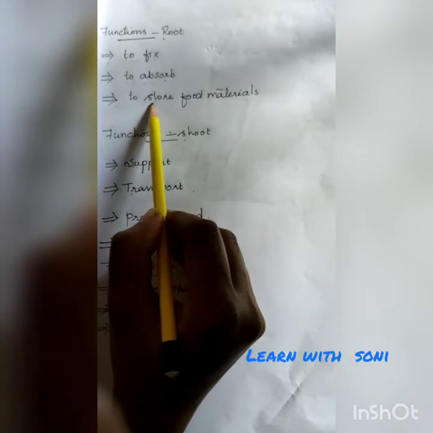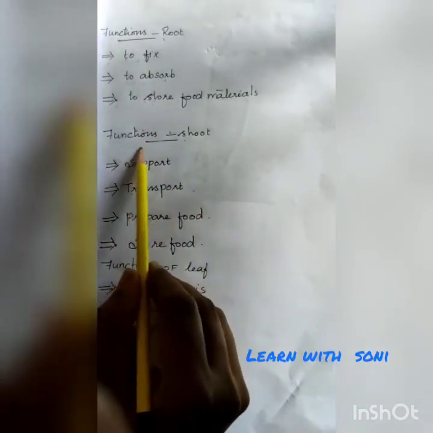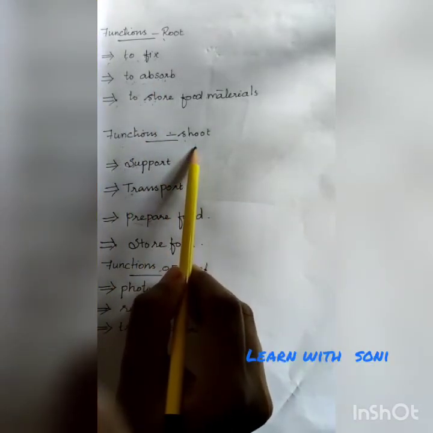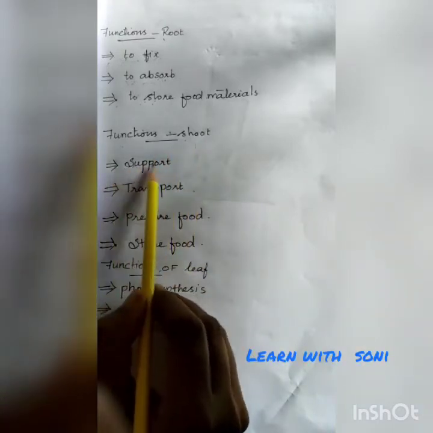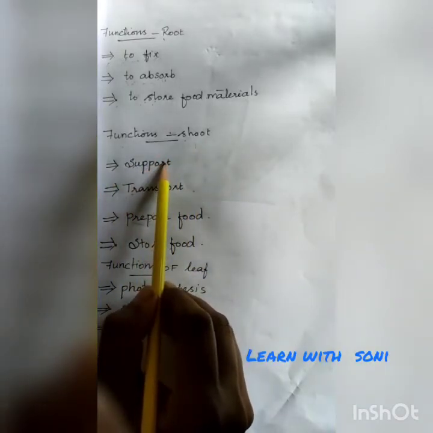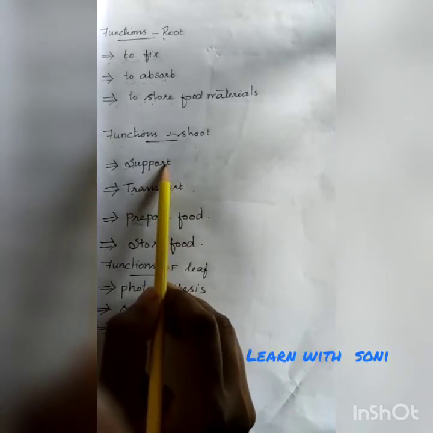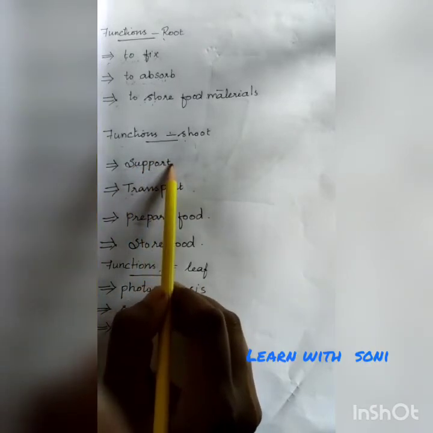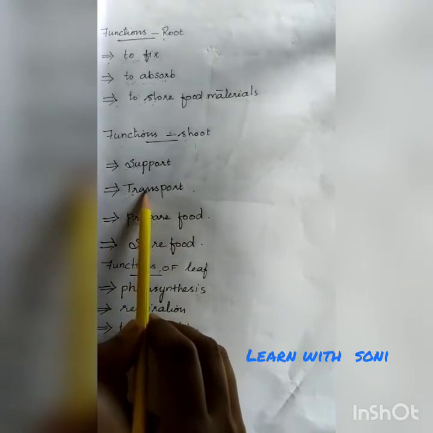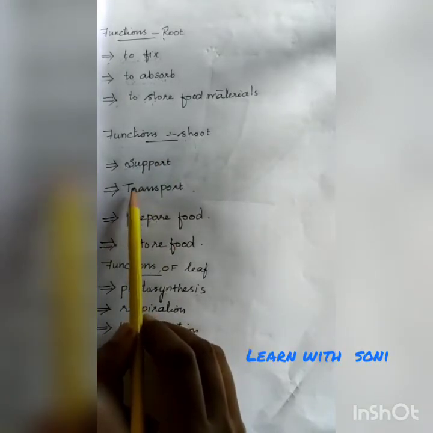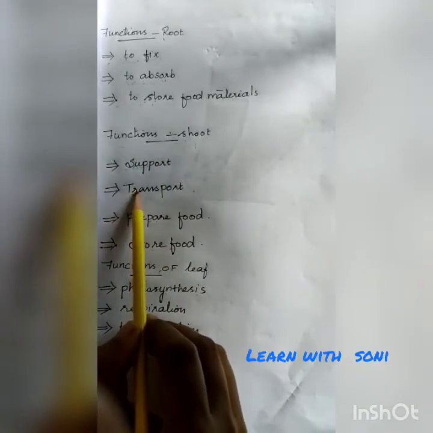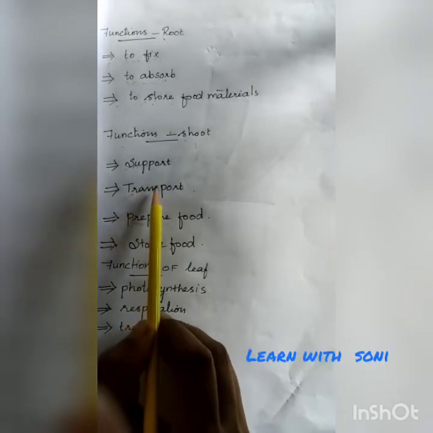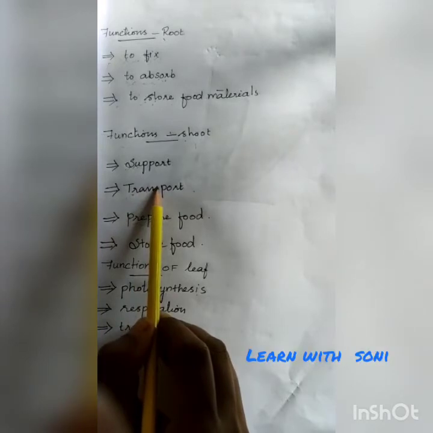Then see, the functions of shoot system. First one is support. That means it supports the branches, leaves, flowers and fruits. This gives strength to the plant. Next is transport. Transport means to move from one place to another. So it transports water and minerals from the root to the upper aerial parts.